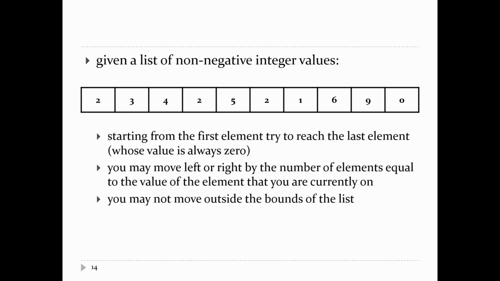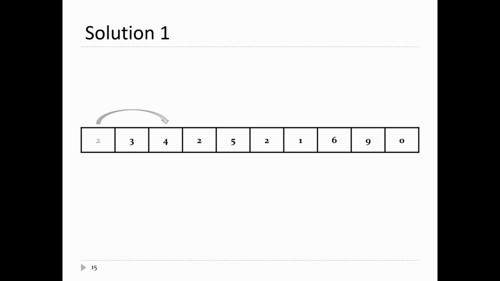But the element in each location of the list tells you how many positions you can move left or right. So for example, the 2 here means you can go to the 3 or you can move to the 2. So now you can move left and right on the board. You're not allowed to fall off the board. So if you're at the 2, you're not allowed to jump 2 squares to the left because you fall off the board.